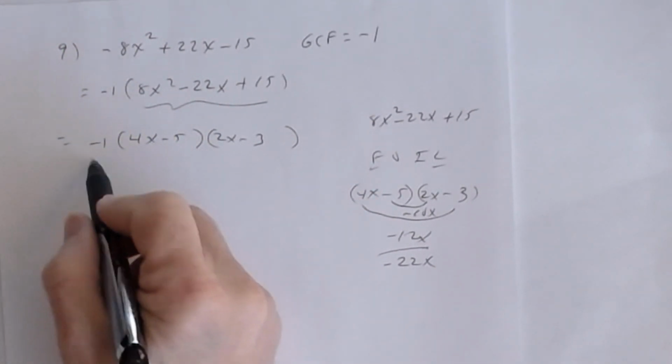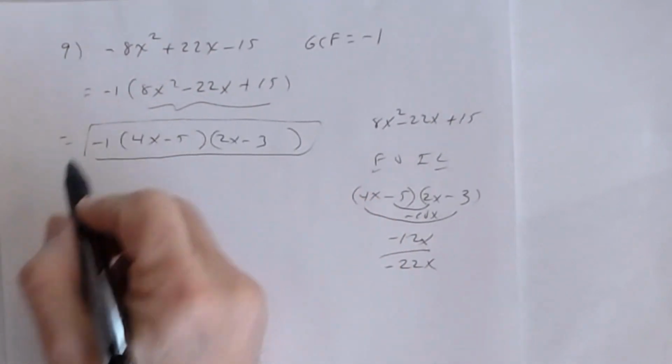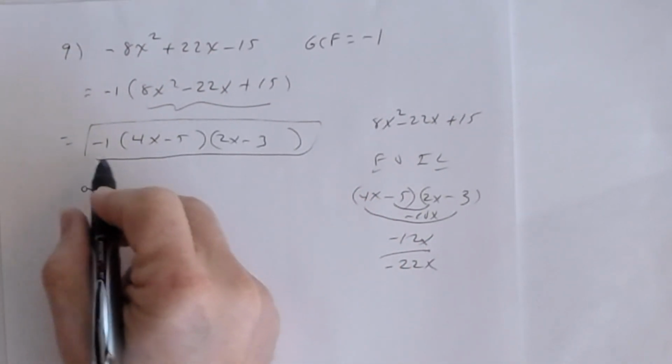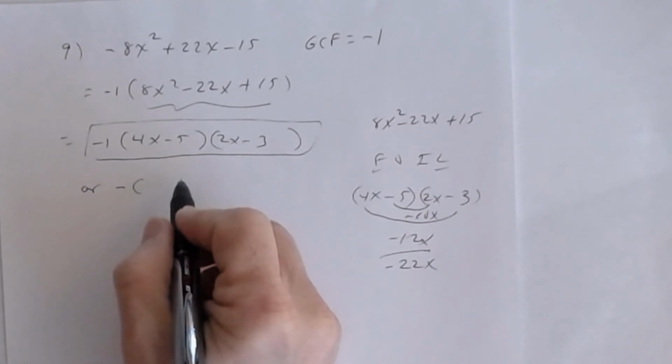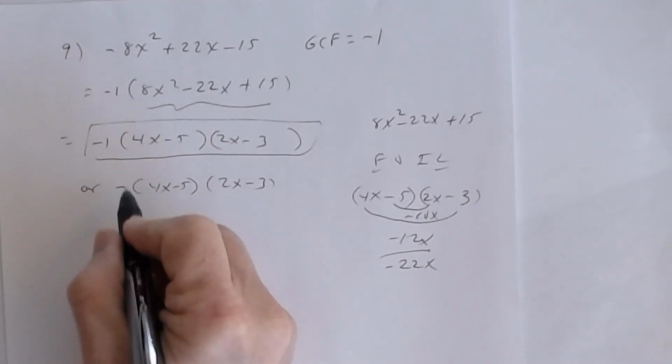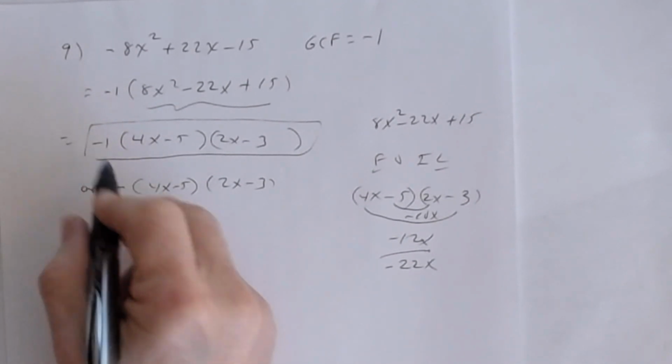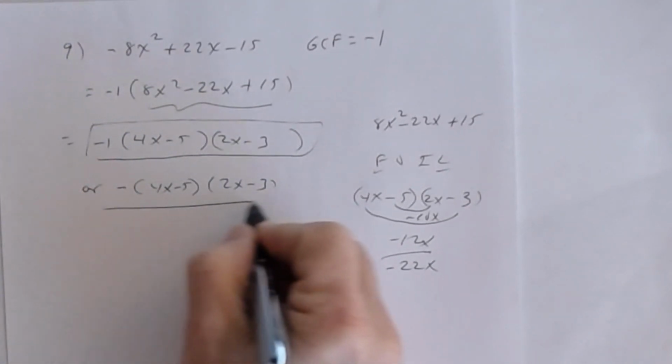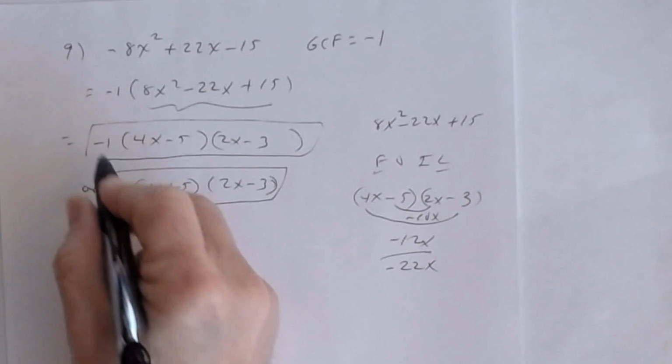Now, I want to say this. You can leave your answer like this, and that's fine. Or you can just say this. Remember, if there is no coefficient right here, it's understood to be a 1. So this means the same thing as this. So just keep that in mind, that those mean the same thing.